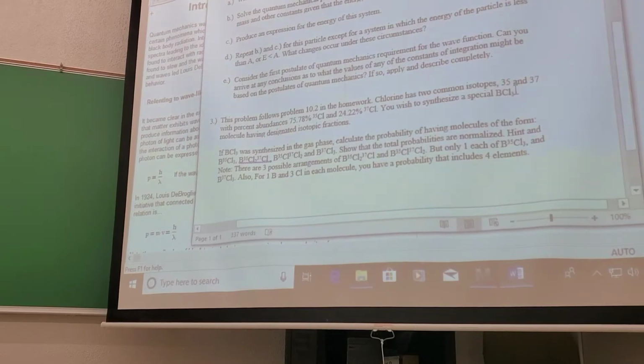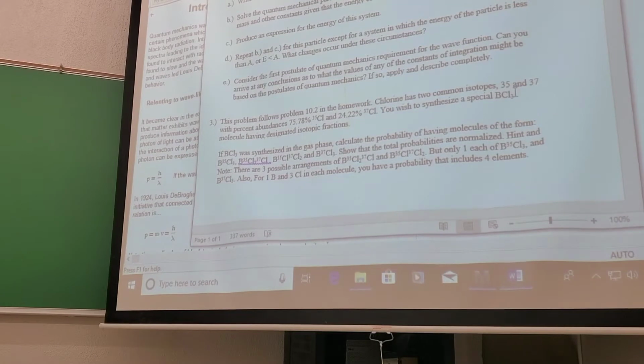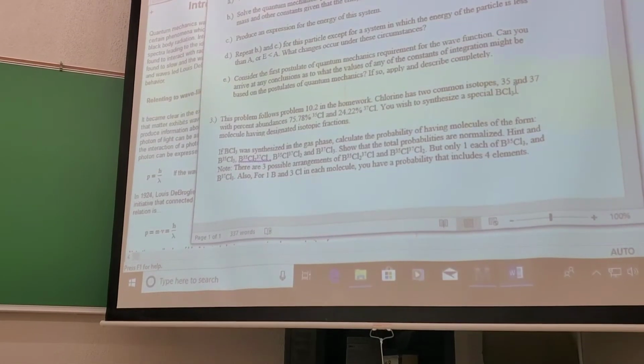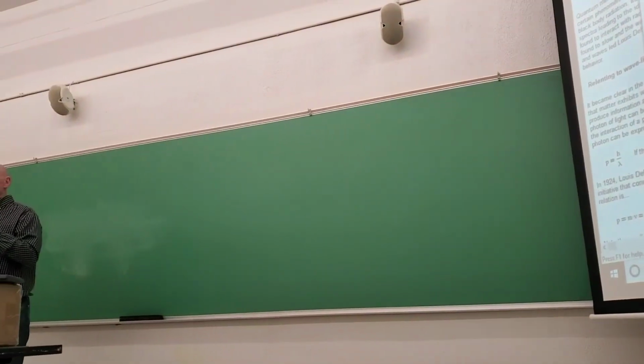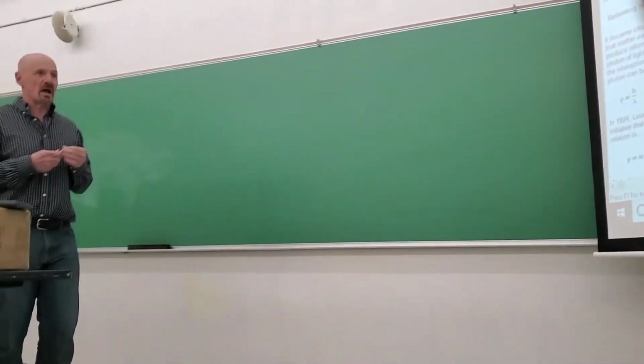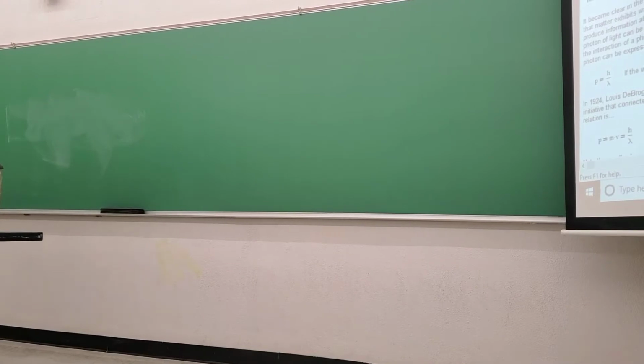Then finally, when you consider the first postulate, are there any conclusions? Because you remember that it's always a second order differential equation, because the Hamiltonian's kinetic energy term is a second order differential equation. So we always solve the system and we're going to have two constants of integration. The postulates of quantum mechanics, or conditions of the problem, can allow or disallow those particular constants. So it's just having you examine those, and it's a logic question within there.